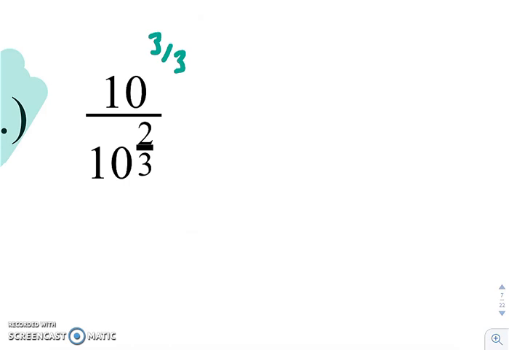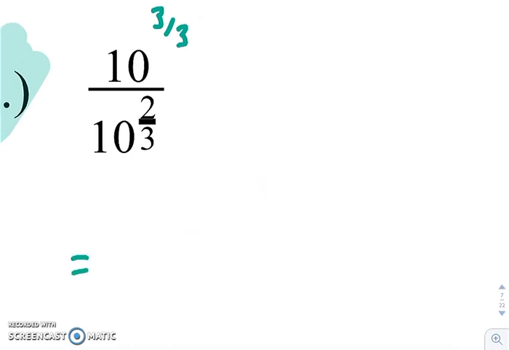So 3/3 minus 10/3 gives you 10 to the 1/3. And we can't have exponents that are fractions, so we just simply rewrite this as the cubed root of 10. You can have the first power if you want.